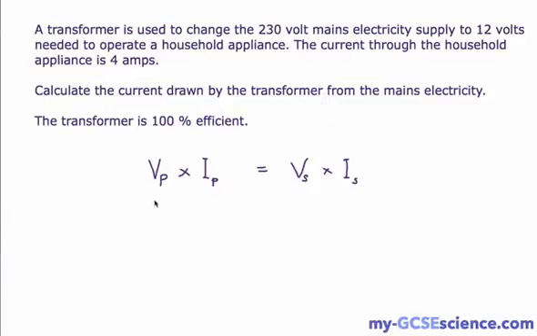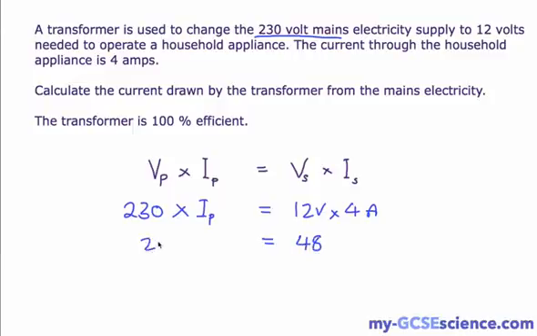So if we plug in the figures, we have 230 volts from the mains electricity, that's the input, times IP, the primary current, which we don't know because we're trying to work out the current drawn by the transformer. On the other side we have 12 volts, and we know this runs on 4 amps. Shouldn't have put the units in there, but never mind. So we can simplify this a little bit. 12 times 4 is 48.